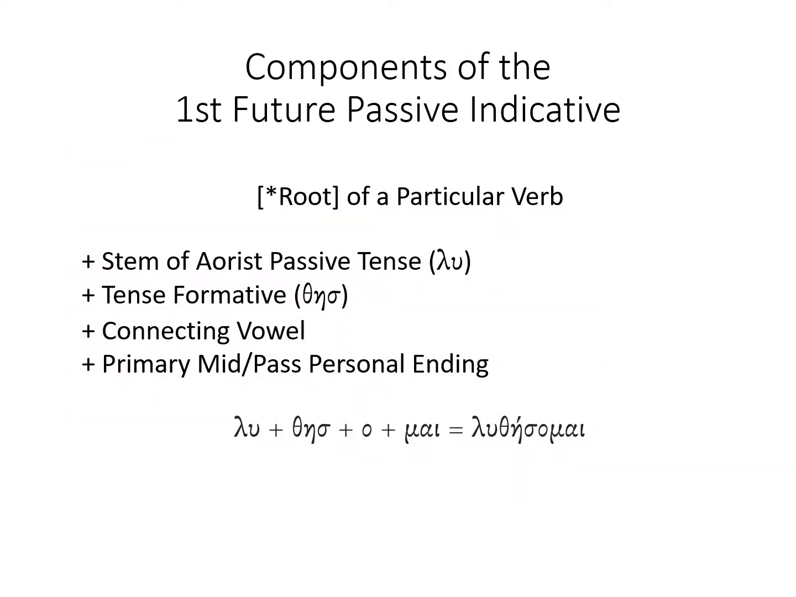Let's think about the futures now. We've looked at the first and second aorist passives. Now let's think about the first future passive. And again, the distinguishing factor here is going to be this tense formative. Not theta, as with the first aorist passive, but thesa. And you can think of that sigma. Yes, that's the same sigma our future active indicative uses. So that's one way to remember this.